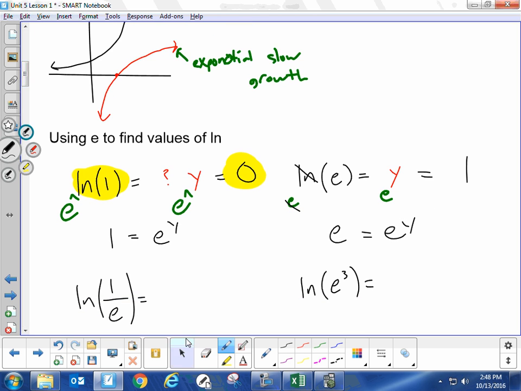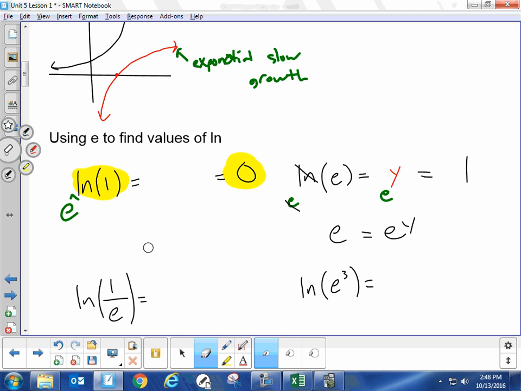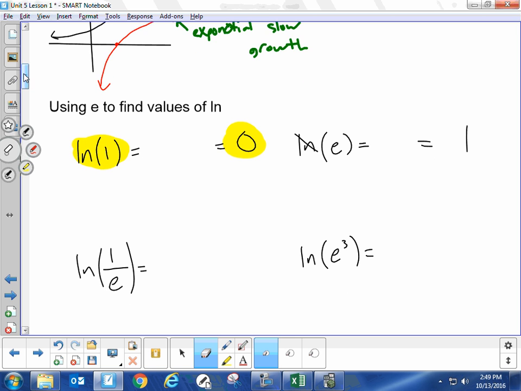Now we get into others where we have e to different powers that we need to be comfortable with. It's going to be easy for us to work with logs if we know some values to plug in that we know what we will get out of. So we should be comfortable finding the log of 1 over e and the log of e cubed. I will show you how.